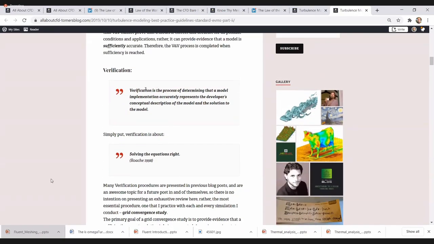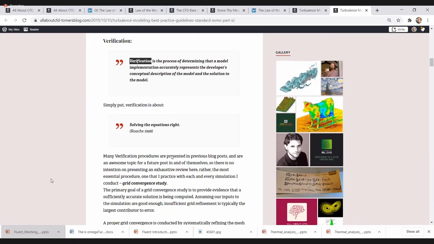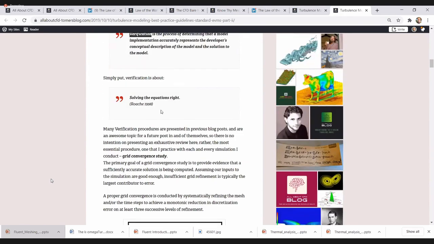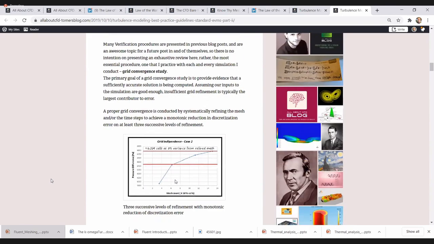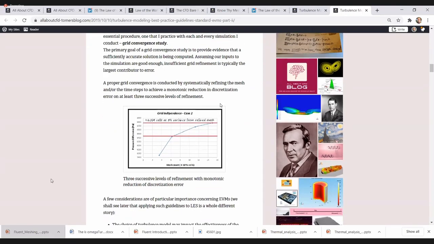But one issue with verification could be, again, the fact that you can't get grid convergence. So maybe you're using a low order discretization scheme. But in most software, we use second order upwind, so there's no problem with that. The issue of grid convergence, you can see here one that I did for a certain problem. It's simply refining the mesh and getting a kind of band.